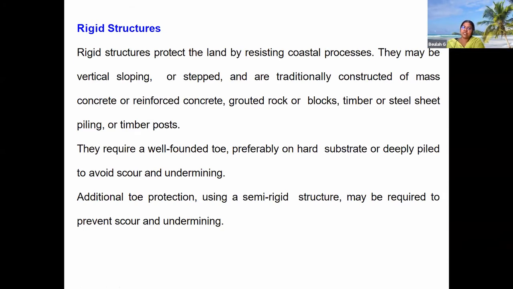They protect the land from resisting the coastal process. Examples include reinforced concrete (RC) members, coated blocks, timber or steel members. They should be well founded, preferably in a hard strata, and should not be in a position where undermining can happen. So that sort of protection you can give.